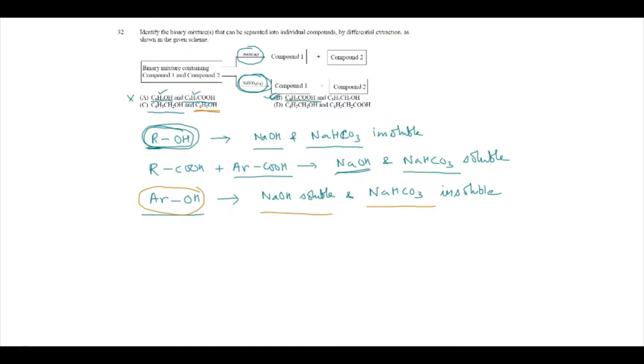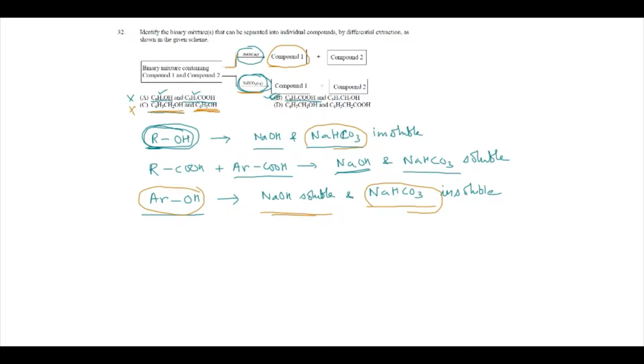That means if we use the first route, that means sodium hydroxide solution only, we can easily separate compound 1 and compound 2, because compound 1, that means the aliphatic alcohol, is going to be insoluble in sodium hydroxide, but ArOH or phenol will be soluble in sodium hydroxide. So, we can separate it, but we cannot separate it using sodium bicarbonate because both are insoluble in sodium bicarbonate. So, this one as well as this one will be insoluble in sodium bicarbonate. So, we cannot take this option, it is cancelled.